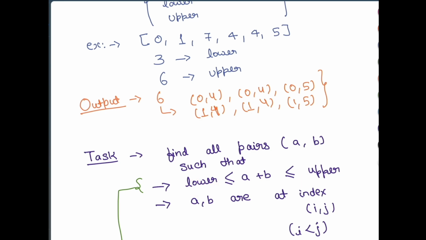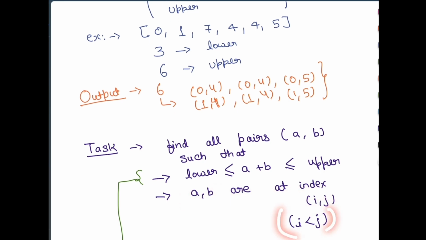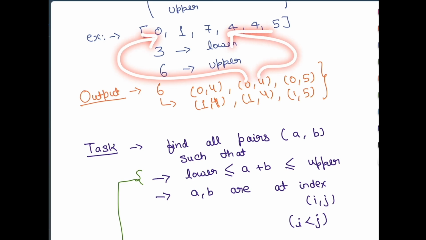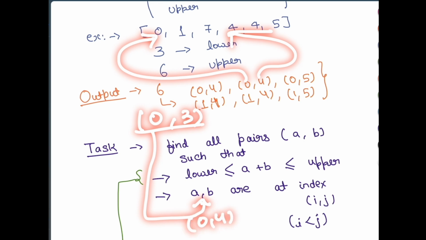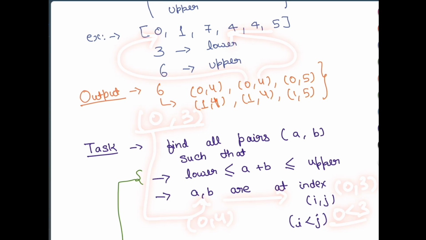Now you need to consider one very important thing: if this is your A and B and the indexes of your A and B are i, j, then i should be less than j. That is, if this is your pair, right? So you will see that 0 is at index number 0 and 4 is at index number 3. Index 0 and index 3. The condition is that if A and B are 0 and 4 and their indexes are 0 and 3, then 0 should be less than 3, which is true, right? I mean, this is fine.